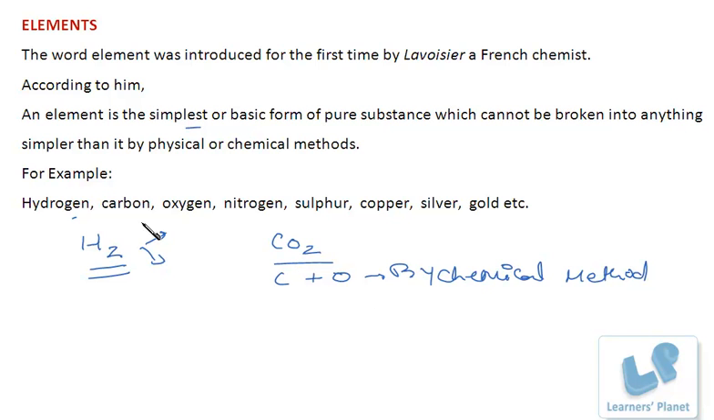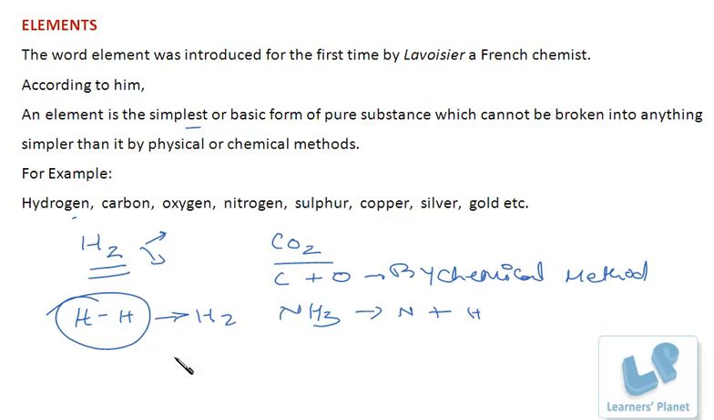Likewise, I can take ammonia. It can be broken down into nitrogen and hydrogen by chemical method of separation. But elements like hydrogen, carbon, oxygen, nitrogen cannot be broken down into simpler forms of matter by either the physical method or the chemical method. Hydrogen will be H2, that is two hydrogen atoms bonded to form one molecule of hydrogen.